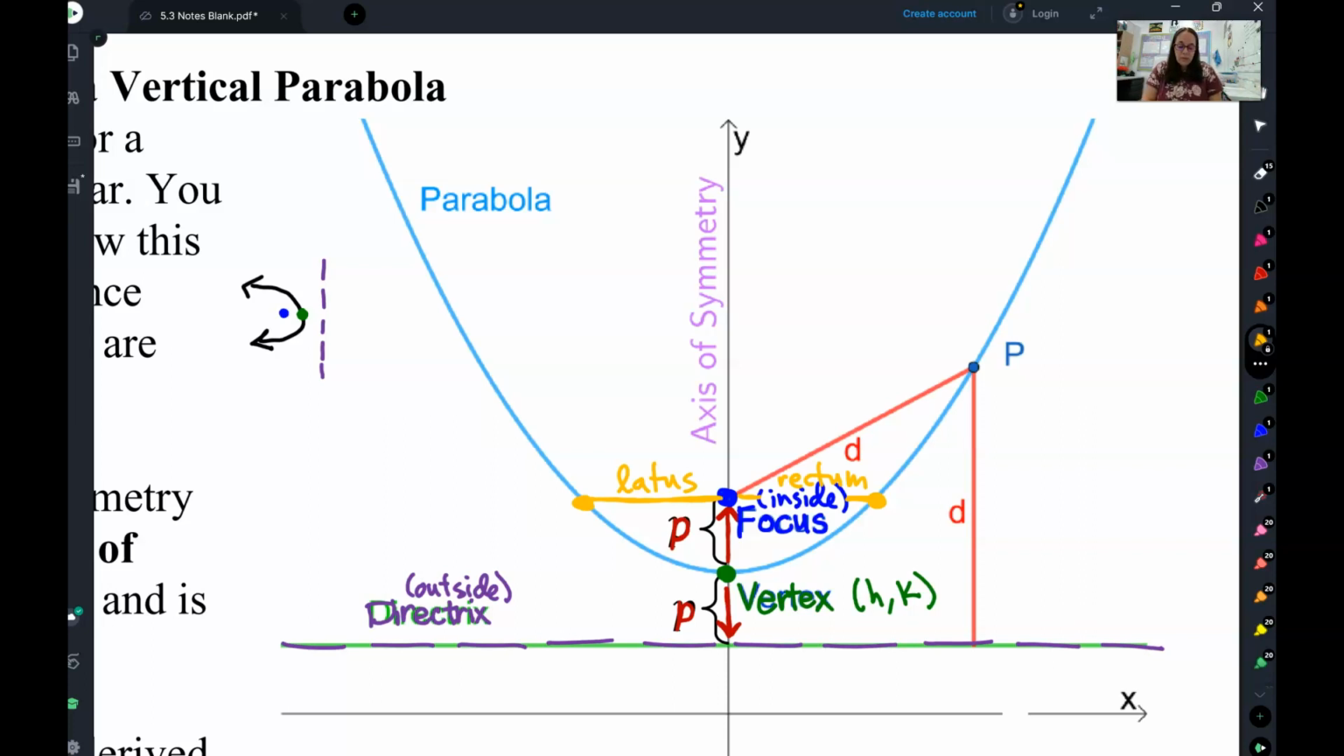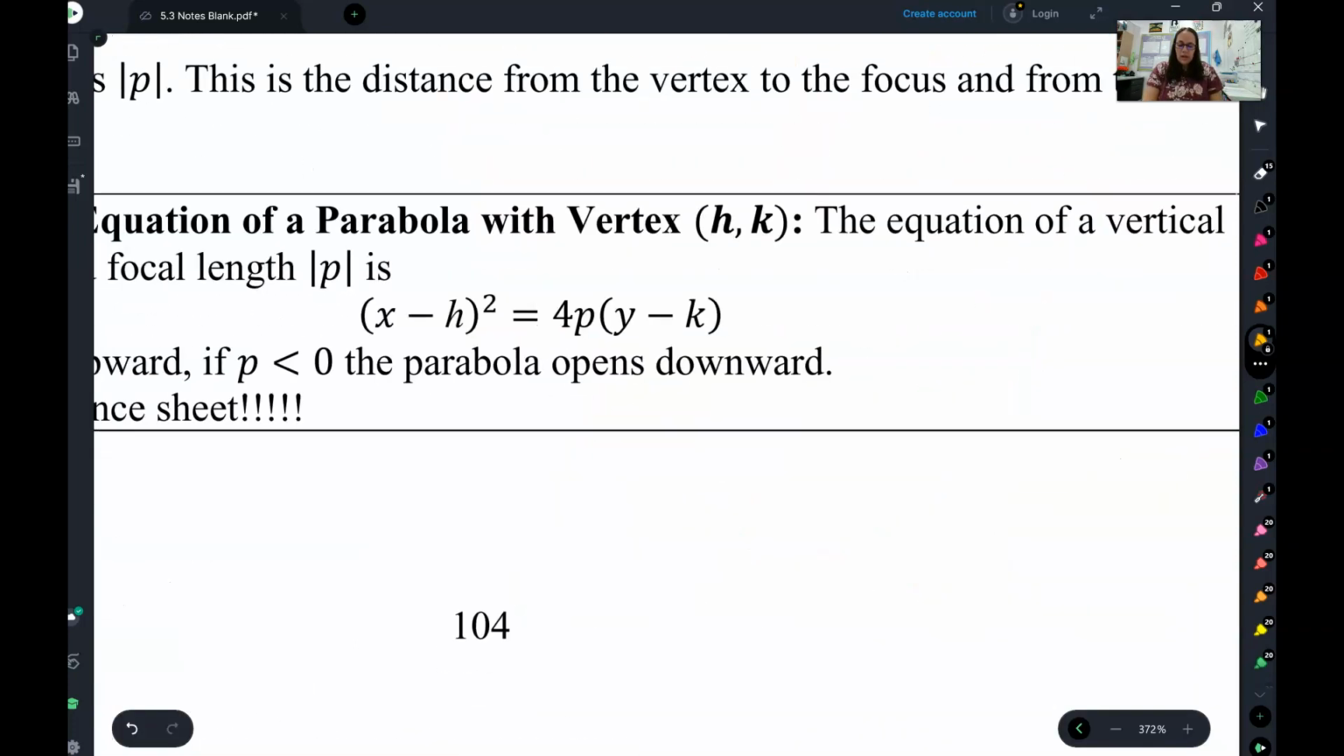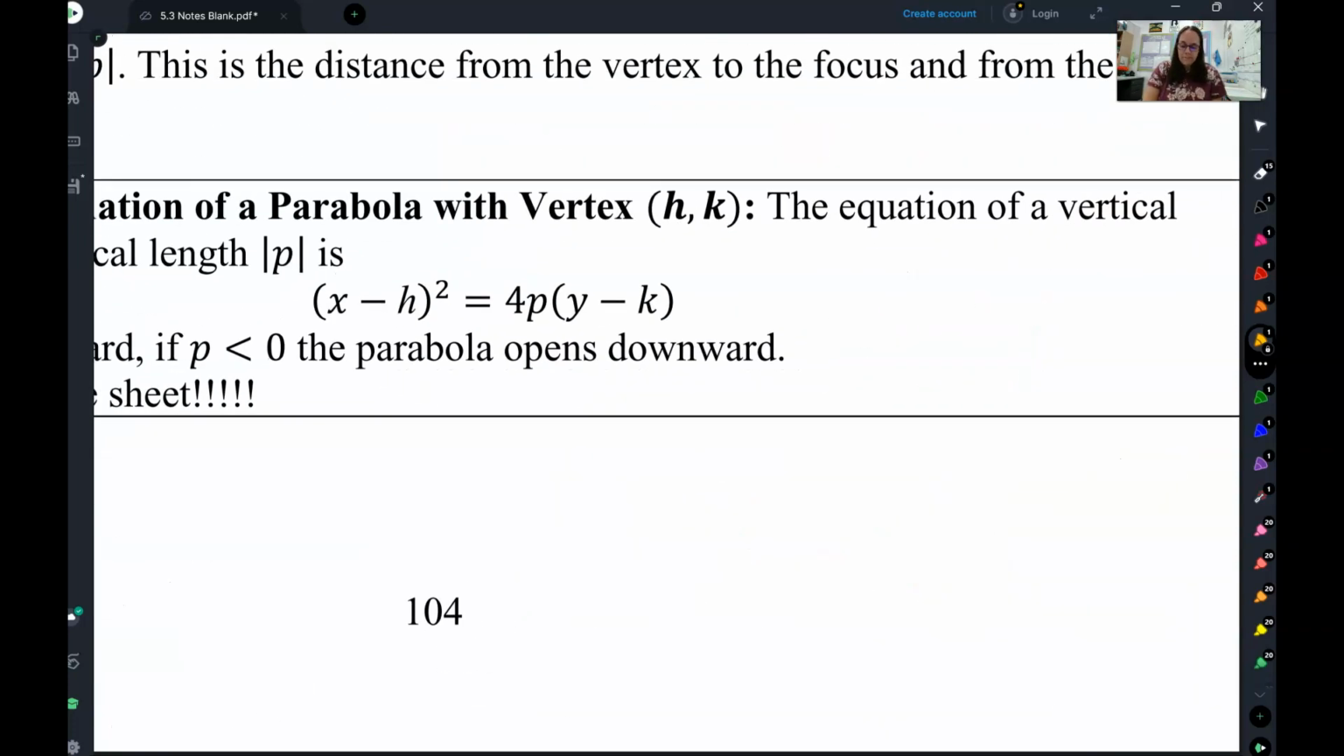The latus rectum will actually always be exactly 4p. So 4 times this distance there will be the latus rectum. So that is all of our vocab with parabolas that we're going to be talking about. Let's look at our equation. So here's the equation for a parabola.